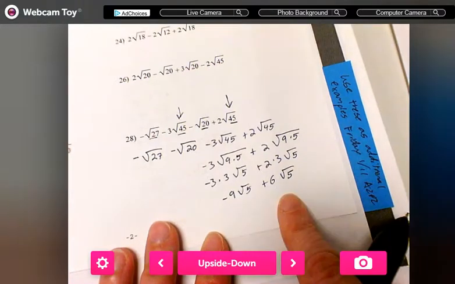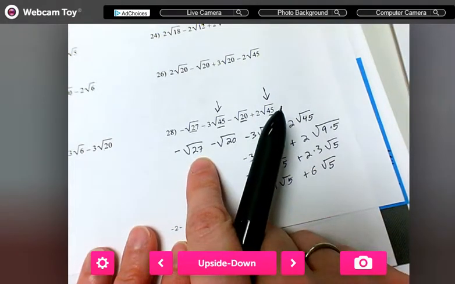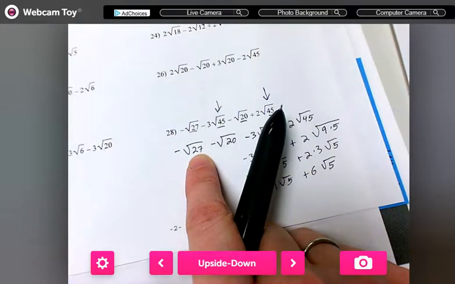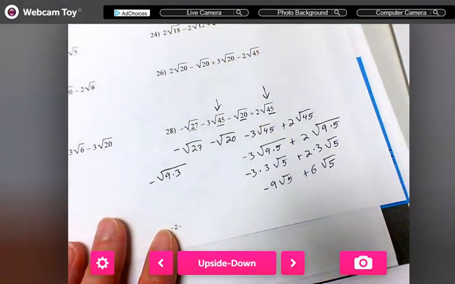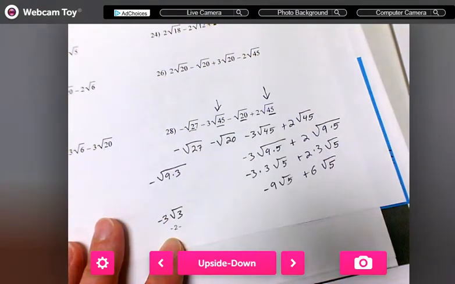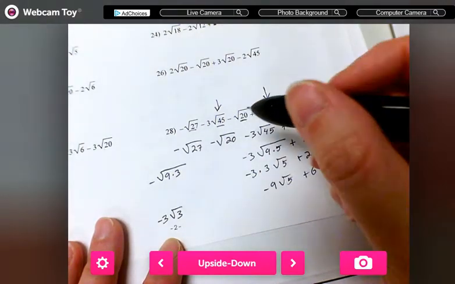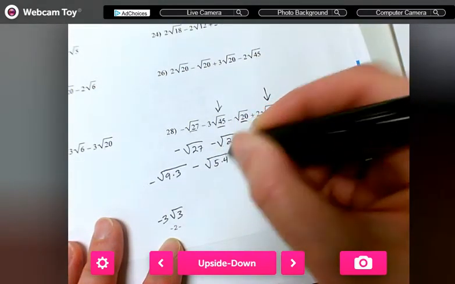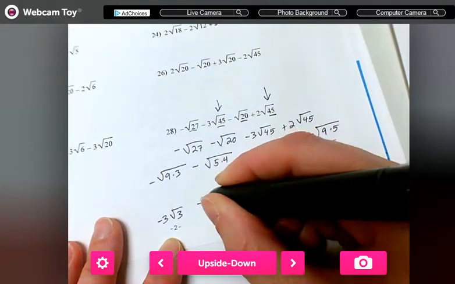And I'm going to leave it just like that because I have these other two that I want to see if I can come up with something. So what goes into 27 evenly that's a perfect square? 3 and 9. Good. So negative 27 becomes negative 9 times 3. And what is the square root of 9? 3. So I'm going to get negative 3 square root 3. Okay? What about negative 20? What goes into 20 evenly? 5 and 4. Okay, so the square root of 4 is 2, so I'm going to get negative 2 square root 5.